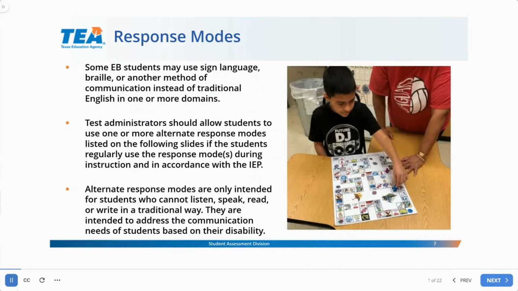Some EB students may use sign language, Braille, or another method of communication instead of traditional English in one or more domains. Test administrators should allow students to use one or more alternate response modes, listed on the following slides, if the students regularly use the response mode, or modes, during instruction, and in accordance with the IEP. Alternate response modes are only intended for students who cannot listen, speak, read, or write in a traditional way. They are intended to address the communication needs of students based on their disability.